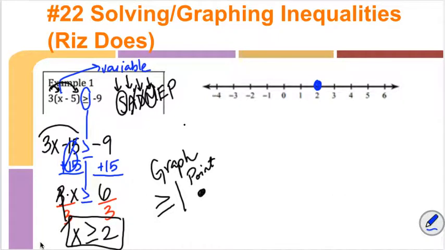I'm going to start off with a point. And then, am I going to shade greater or less than? This is a greater than or equal to symbol, so I'm going to shade higher. So what's higher than positive 2? All of these numbers. So I'm going to shade like this. I'm going to draw an arrow. Okay? That's how you finish off that problem. Okay, let's go ahead and do example 2.